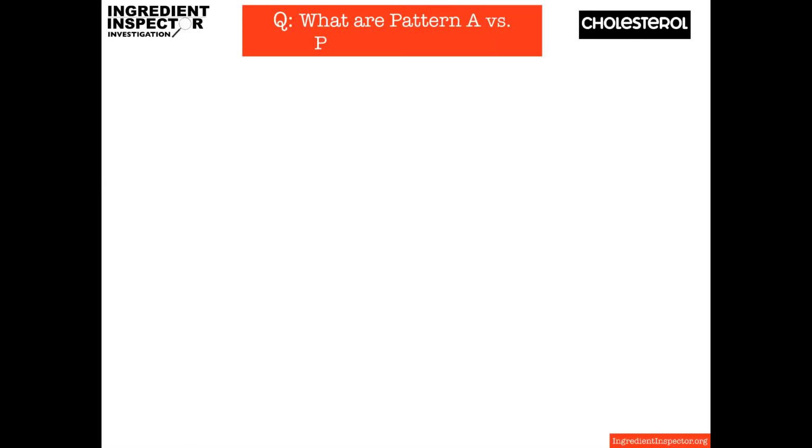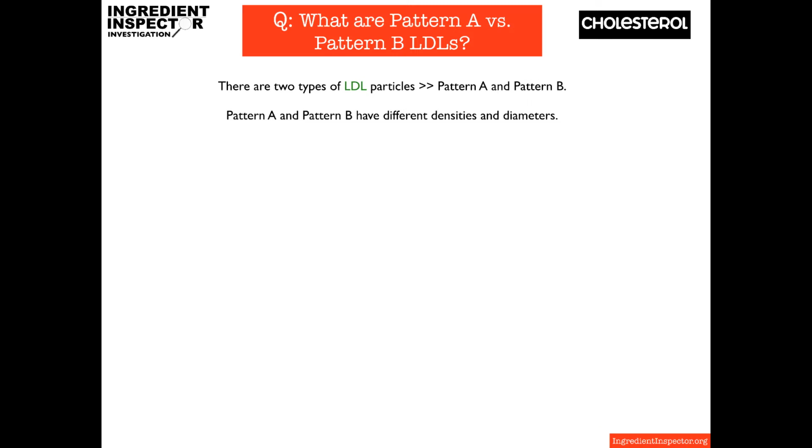What are Pattern A versus Pattern B LDLs? There are two types of LDL particles, Pattern A and Pattern B. Pattern A and Pattern B have different densities and diameters. Pattern A particles are large and buoyant. Pattern B particles are small and dense.